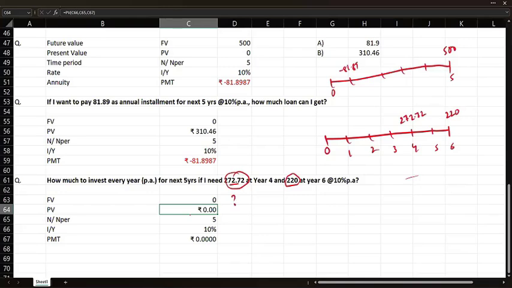The second issue is the timelines do not match. I am supposed to invest for 5 years, but I'm going to withdraw my investments not at the end of 5 years. It is at the end of the fourth year and at the end of the sixth year. So that is where the confusion starts to build up.